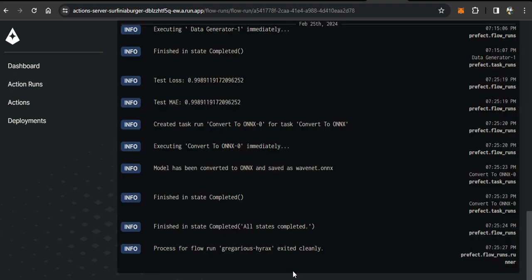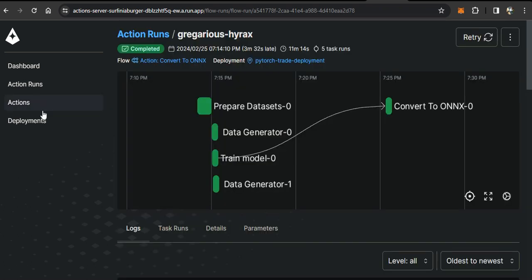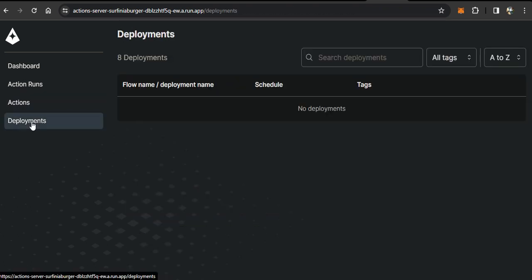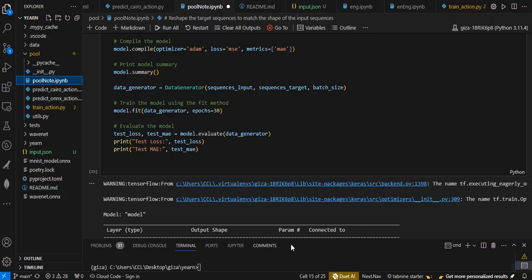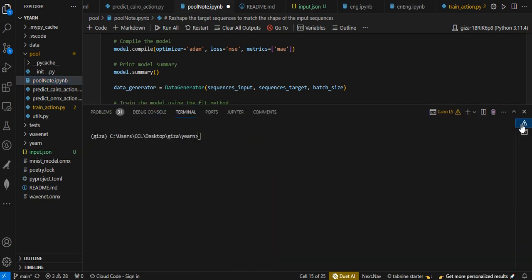What we see here is the test loss and the test mean. So the model can be tested, and I was able to convert it to CAIRO. I wanted to deploy it to both CAIRO and EZKL.